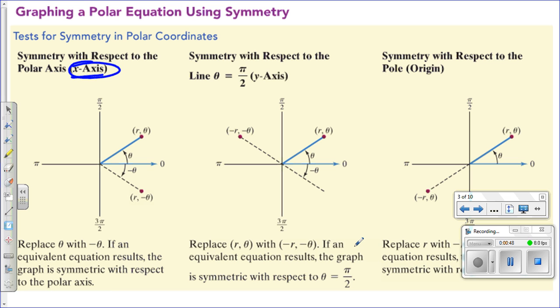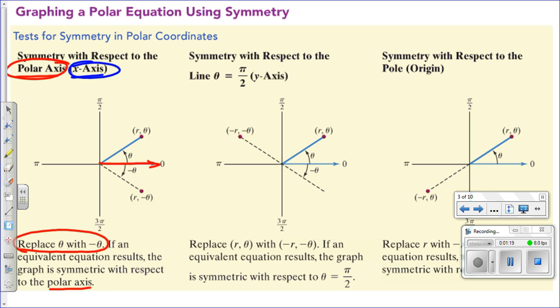However, when we're talking about the polar coordinate system, we refer to the x-axis as the polar axis. All right, remember that. So we're going to refer to it as symmetry with respect to the polar axis. Now for that one, what you will have to do is replace theta with negative theta. And if you end up with the same equation, and we're going to do some examples in a minute, then you will say, yes, it has symmetry with respect to the polar axis.